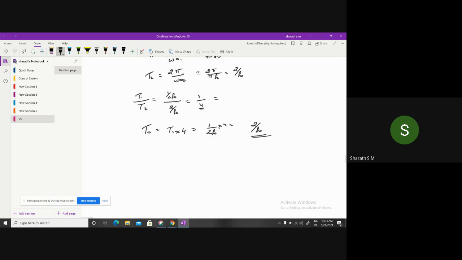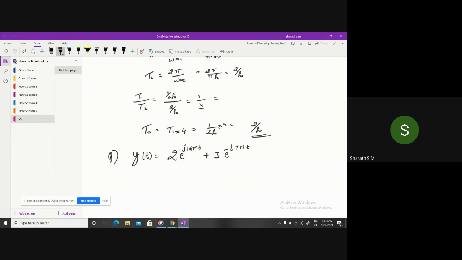In the same way, solve the second one. y of t equals 2 into e power j16 pi t plus 3 into e power minus j7 pi t.